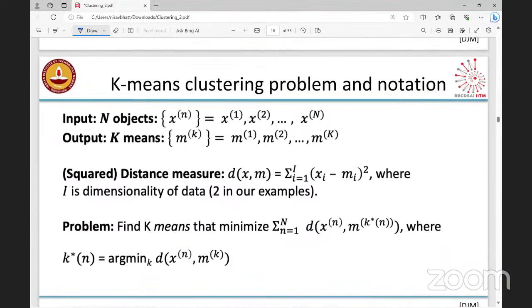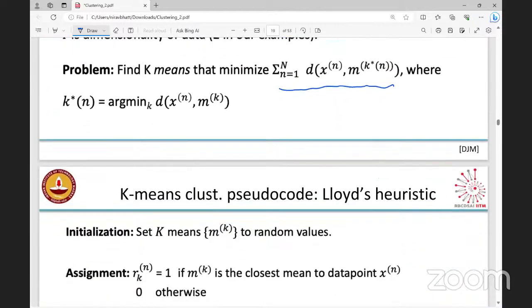More mathematically, we can formally write the distance which we want to minimize, and finally what we do is we find the k means that minimize the distance between all the data points and the other points within their cluster. Okay.